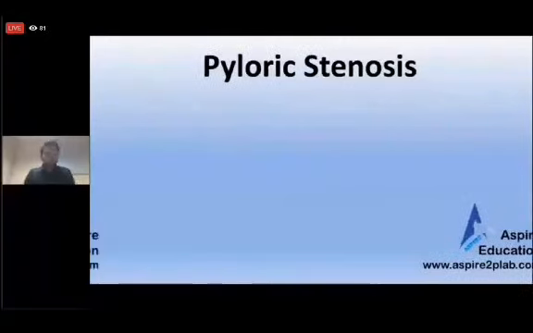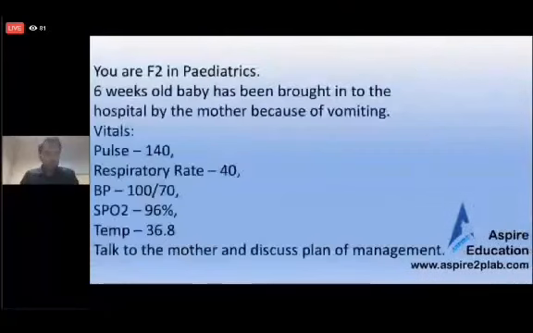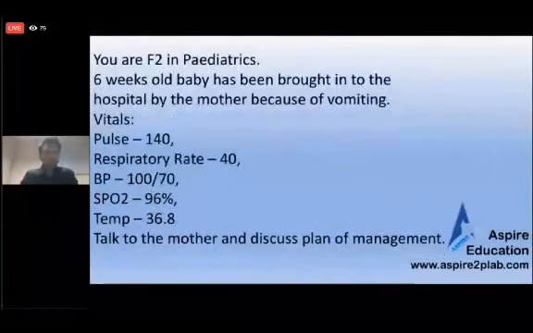And what is the question here? You are an F2 in pediatrics, and a 6 week old baby has been brought into the hospital by the mother because of vomiting. Vitals: pulse 140, respiratory rate 40, blood pressure 100/70, SATs 96%, temperature 46.8. Talk to the mother and discuss the plan of management.